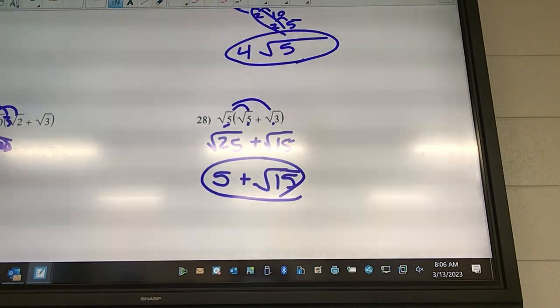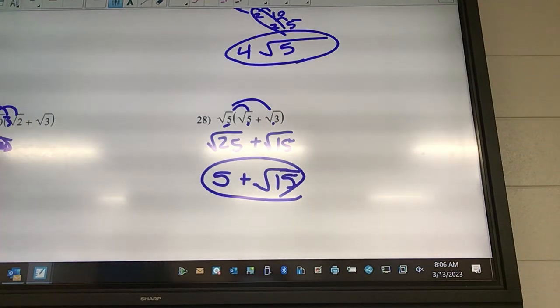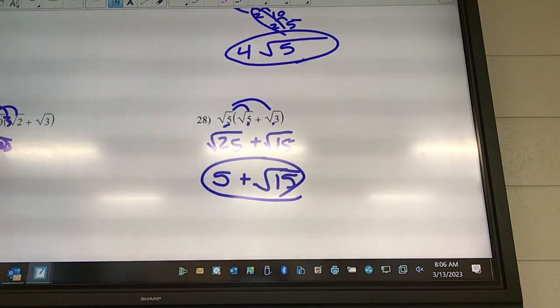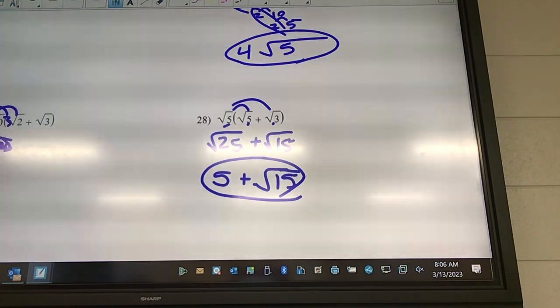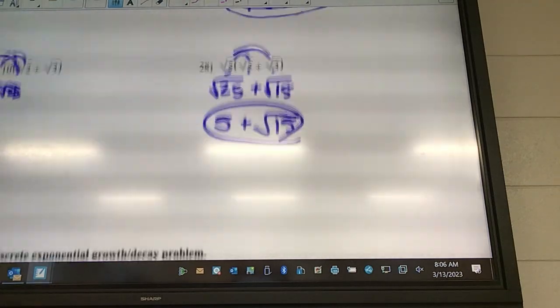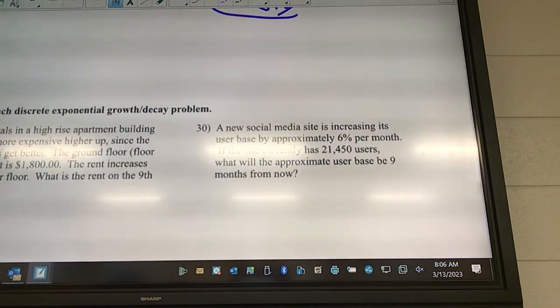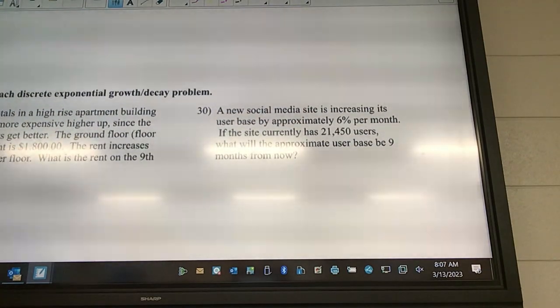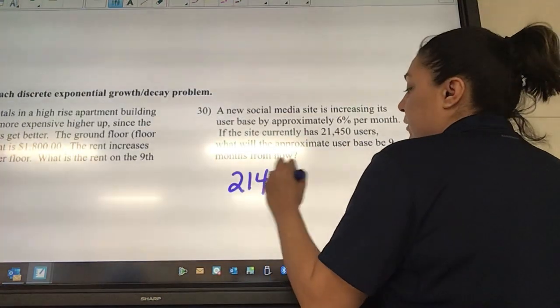Okay, 30. How can you tell which kind of interest it is? It will say compound, and that's the one that has the fraction in it. So this one is not the compound. So what is our starting off number? 21,450.